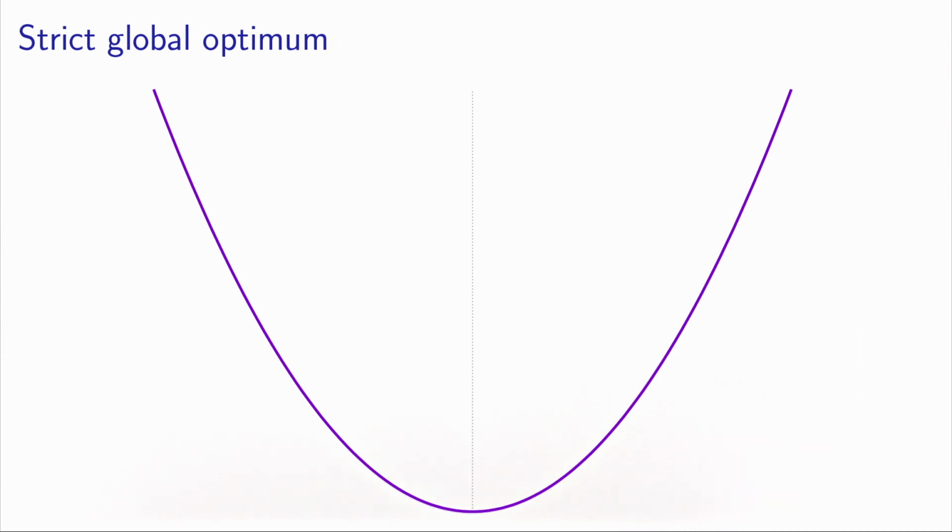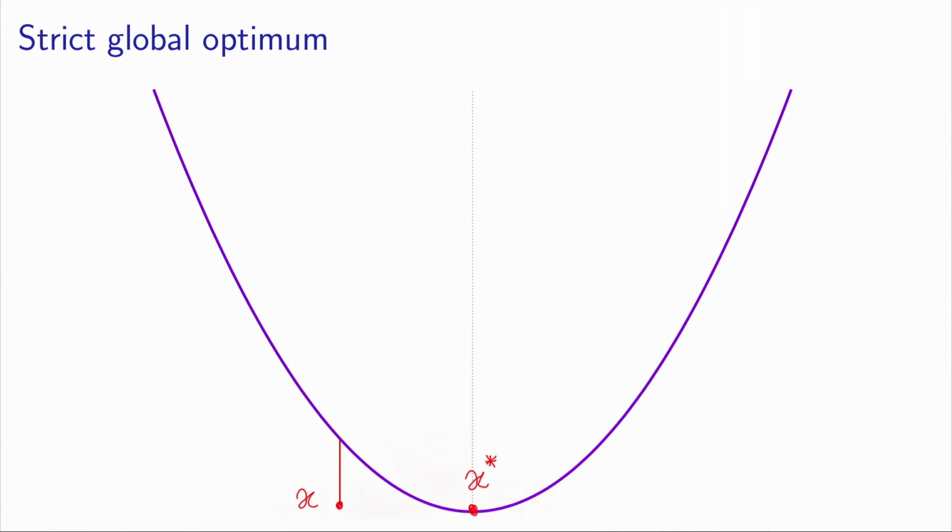Sometimes we can do better. We can find a strict global optimum. In this case, it means that the value of the objective function at x star is strictly better, so strictly smaller, than the value of the objective function for any x in the feasible set, which is the case in this example.